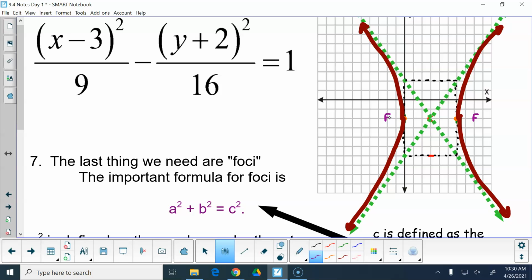Again, there's a lot of stuff going on with the hyperbola. So we've got a center that we've got to find. We've got 2 asymptotes that we've got to find. We've got 2 vertices that we've got to find. We've got the graph that we've got to do. And we've got 2 foci to find. So there's 8 things to do for every graph of a hyperbola.